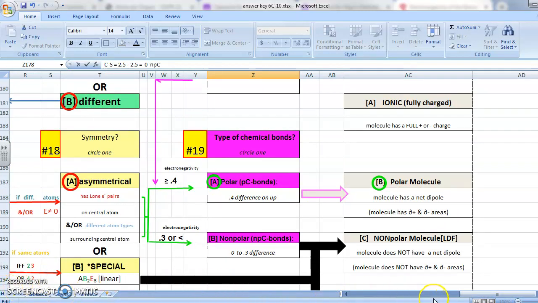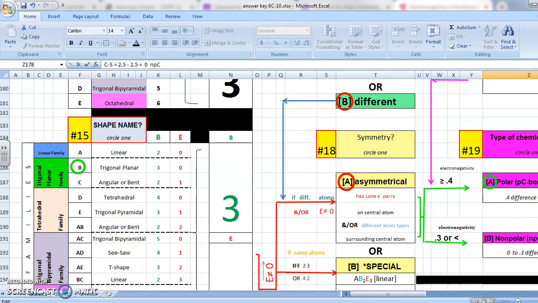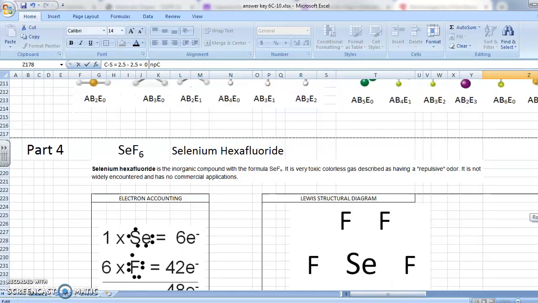In our next video, we will wrap up our final question or part of the quiz. Part 4 will be dealing with selenium hexafluoride.